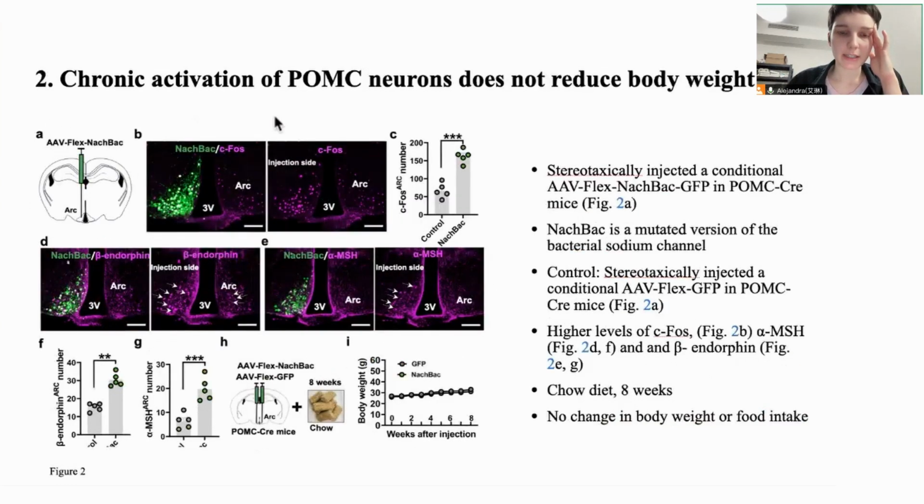Second result: chronic activation of POMC neurons does not reduce body weight. So again, they do a stereotaxic injection, in this case with an adenovirus that contains NaChBac in the POMC-Cre mice.